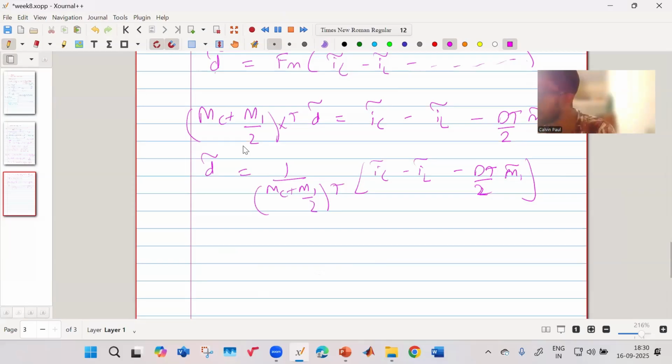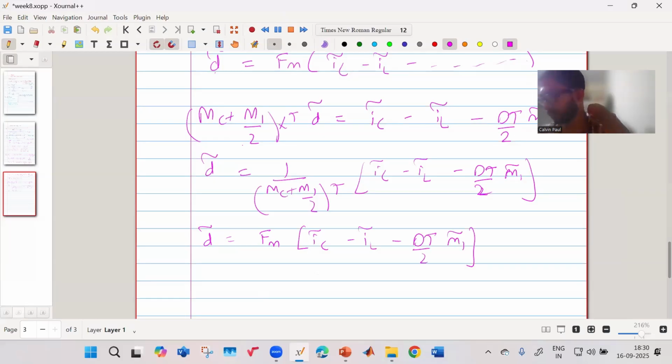So we write it as d tilde is equal to fm into IC per term minus IL per term minus dt by 2 into m1 per term, where your fm in this modeling technique is 1 upon (mc plus m1 upon 2 into t). Okay.